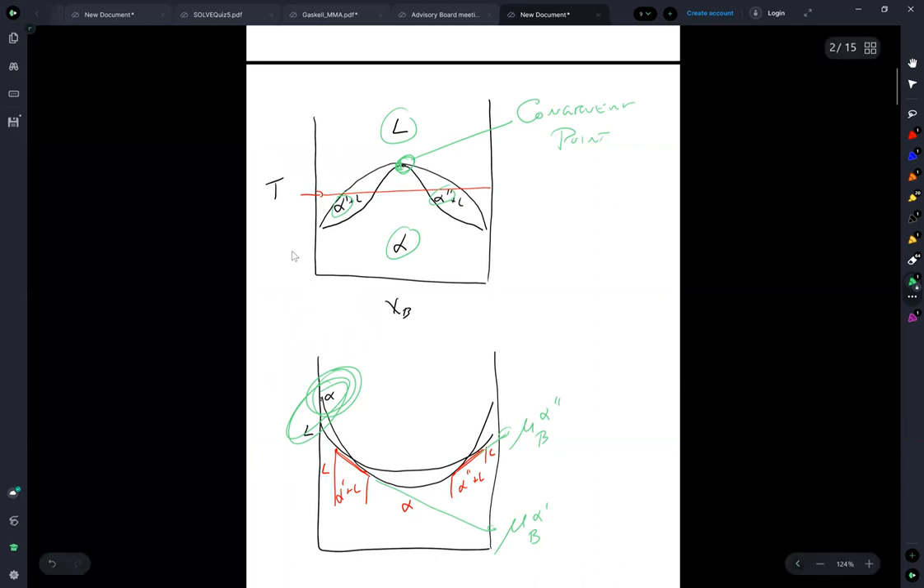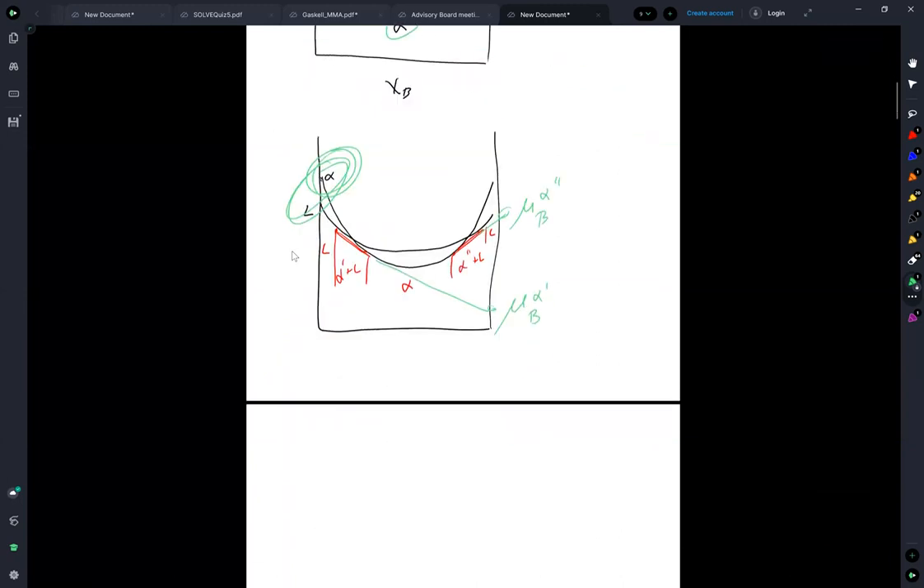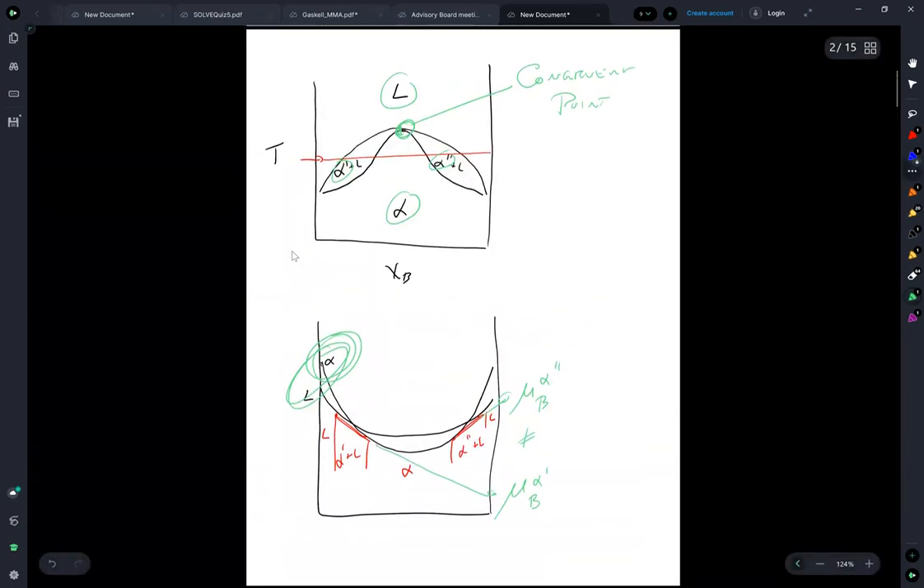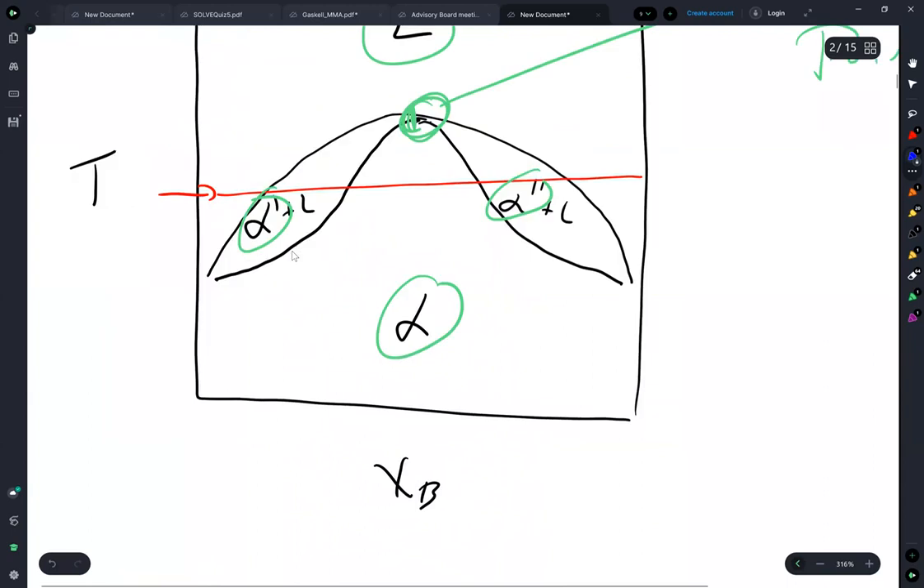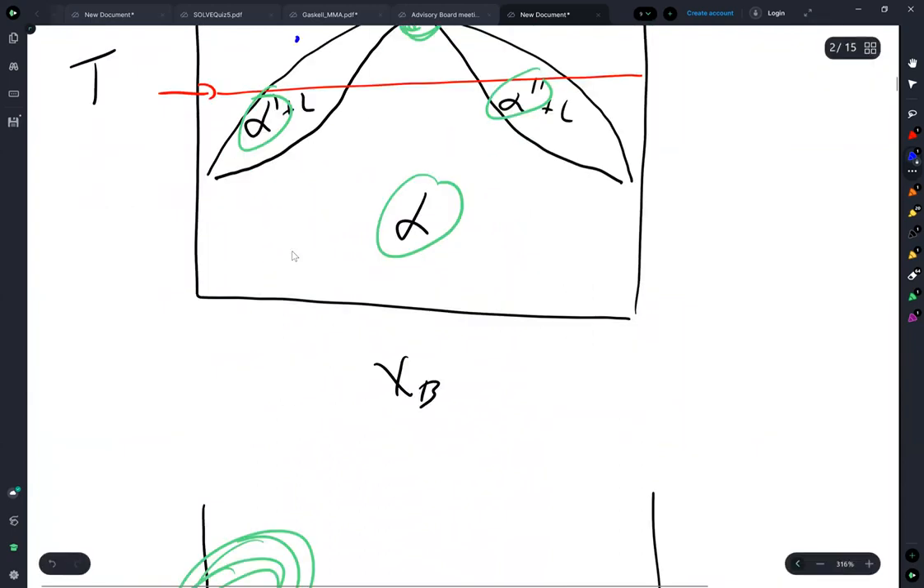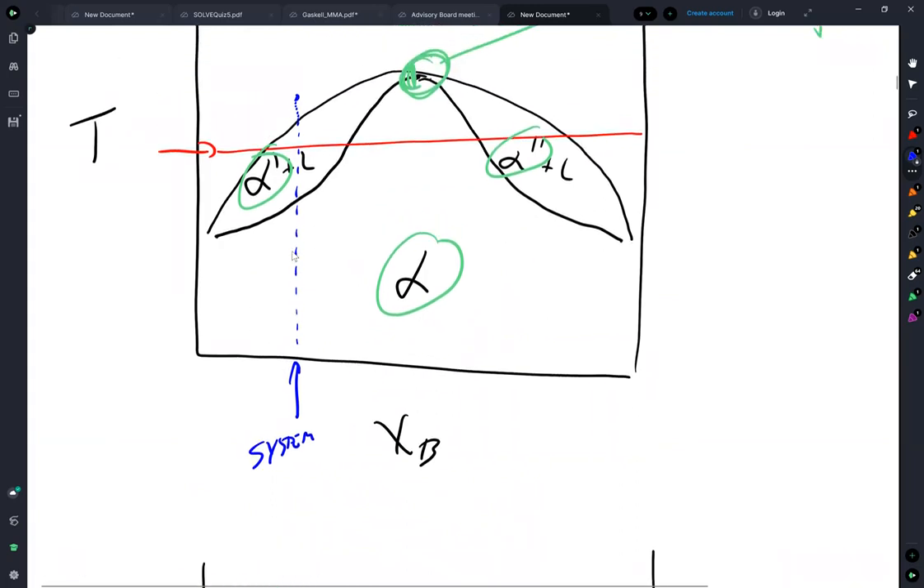The other thing that is interesting is that alpha prime, alpha, and alpha double prime have different chemical potentials. And at first I thought, well, that doesn't really seem to make any sense, but it does make sense if you consider, let's say we pick a composition, say here, and as we cool down, if that's our system composition, as we cool down from the liquid into the alpha prime plus liquid, the composition of our alpha prime is located there.